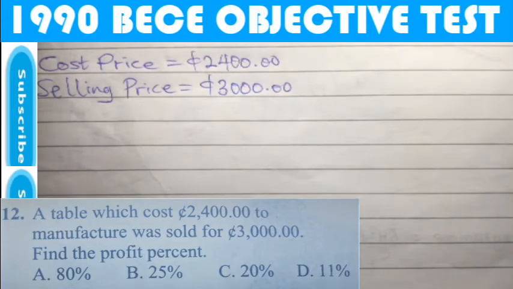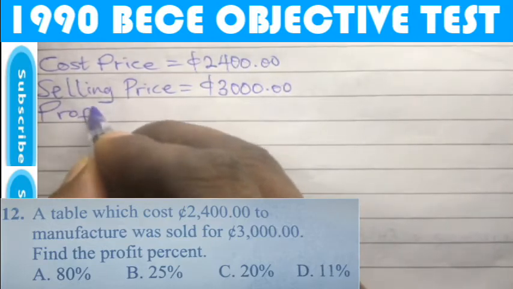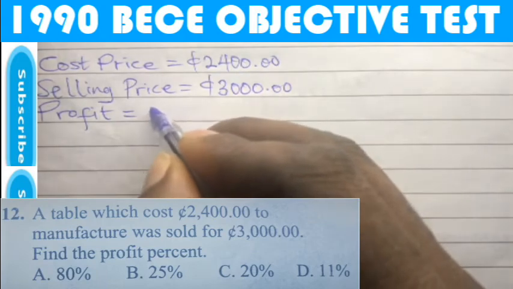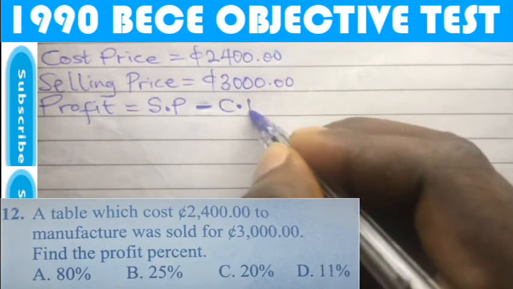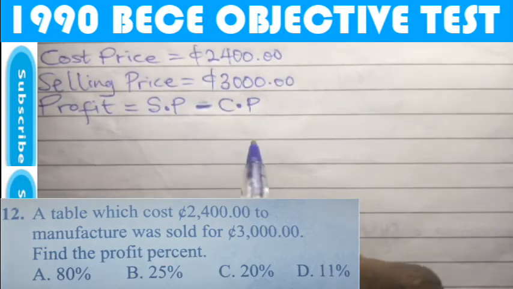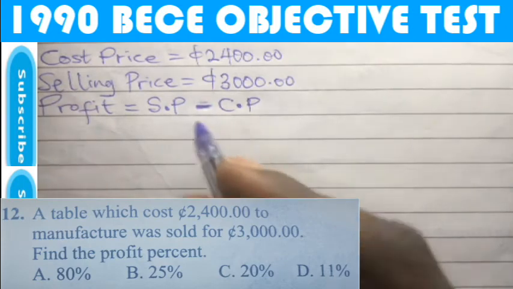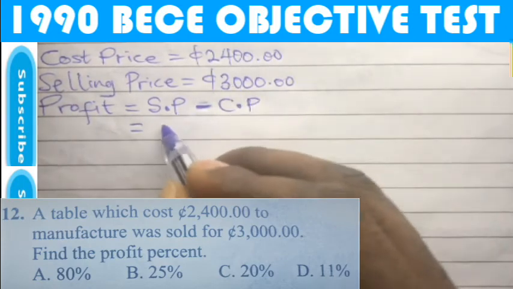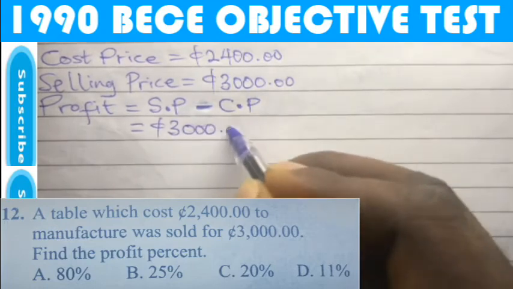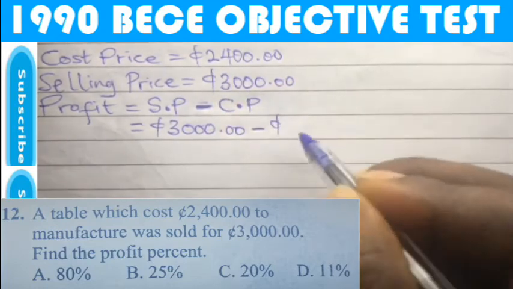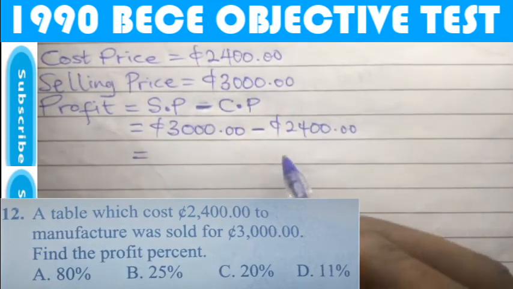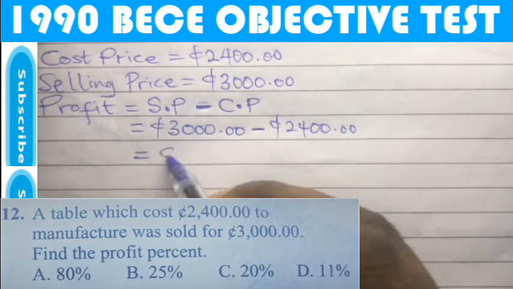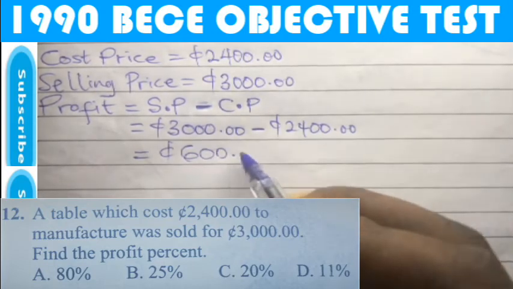But before we'll be able to find the profit percent, there is the need for us to find the profit. And to find the profit, it is equal to selling price minus the cost price. I'll use CP for the cost price. So we have SP minus CP. And then the selling price is 3,000 cedis minus the cost price, 2,400 cedis. Subtracting 2,400 from 3,000 will give us 600 cedis.